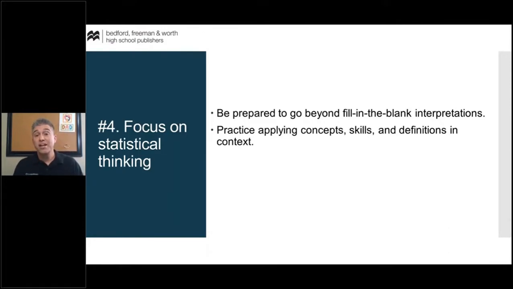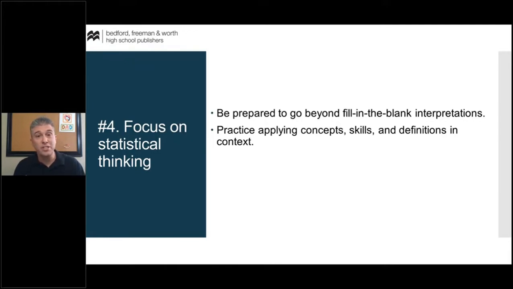Now, practice applying concepts, skills, and definitions in context. Luke mentioned this already: as always, answer in context. I want to re-emphasize that in this particular point, answering in context often means just using the variable names. So if you're describing a scatter plot, you want to talk about a relationship between the X variable, whatever that is, and the Y variable, whatever that is, and you want to name those variables.